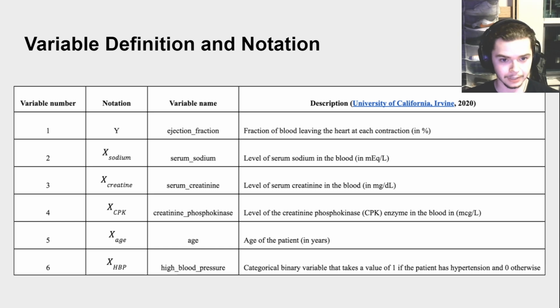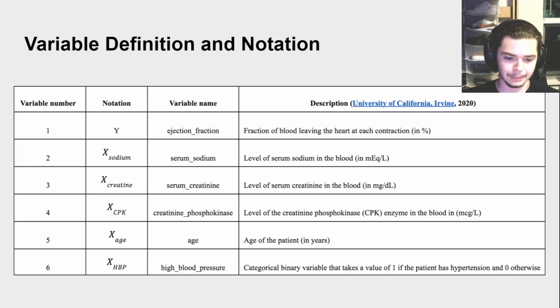As mentioned earlier, ejection fraction was our main response variable, and this is the fraction of blood leaving the heart in percentage, importantly. As for our predictors, we had serum sodium, which was the level of serum sodium in the blood in mEq per liter, then serum creatinine, the level of serum creatinine in the blood in milligrams per dL, then creatine phosphokinase, the level of creatine phosphokinase enzyme in the blood in mcg per liter, and then age, which was in years, and then high blood pressure, which was a categorical binary variable that takes the value of 1 if a patient has hypertension and 0 otherwise.